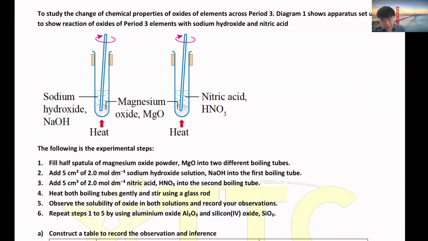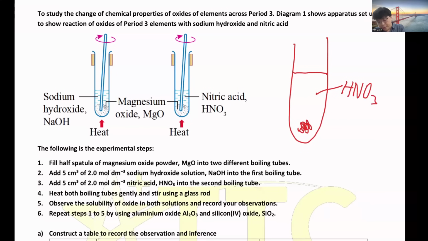For this experiment, you need to be careful. There might be a mistake here. Try not to add too much of the powder. Let's say add maybe 1/4 of the spatula, just slightly. Don't add too much, because if this is nitric acid, magnesium oxide is supposed to be soluble in it. But if you add too much, it might not be able to dissolve everything. Then you're not sure whether it is soluble or not, because it dissolves half and the other half remains since you added too much. So try to add less.